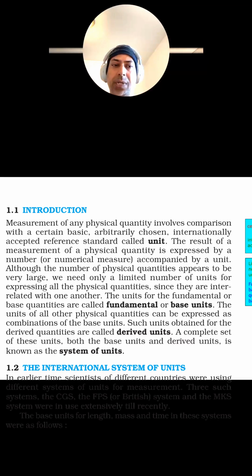Is your mic okay? Is your connection okay? Yes. Okay, nice. Any issue?